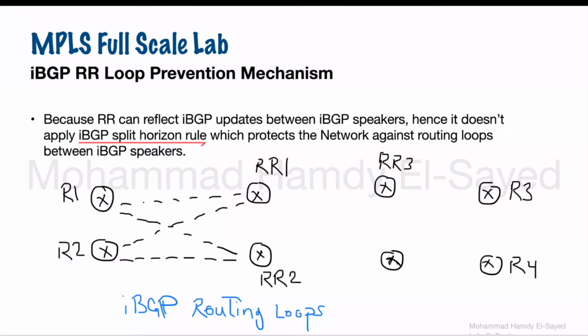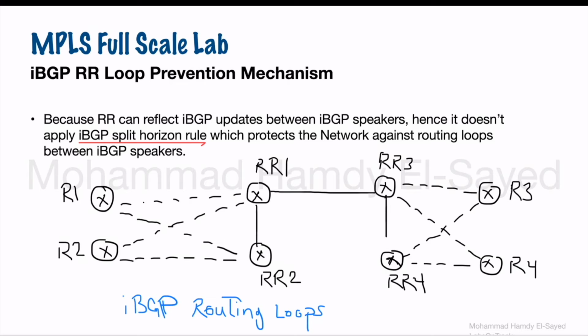If we have a large network and a large number of routers, we can divide these routers into clusters, and each cluster has its own route reflectors. We add in each cluster two route reflectors for more resiliency. Therefore, we have R3 and R4 in another cluster with another two route reflectors, RR3 and RR4, and the route reflectors in the different clusters peer with each other.